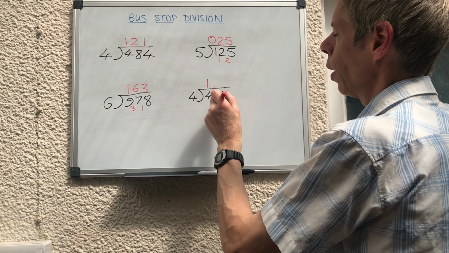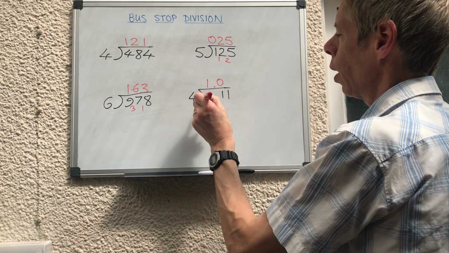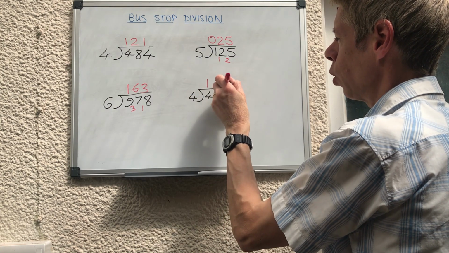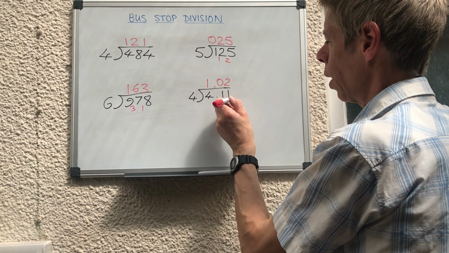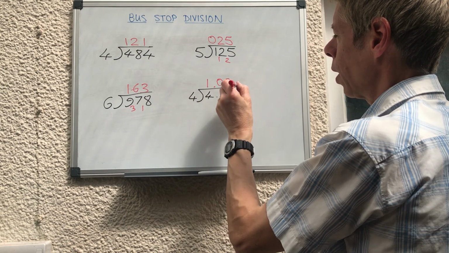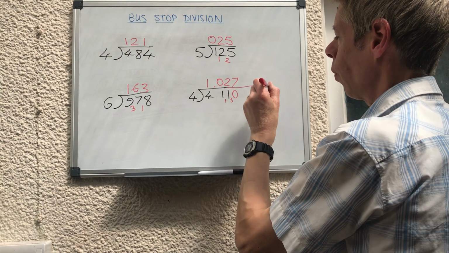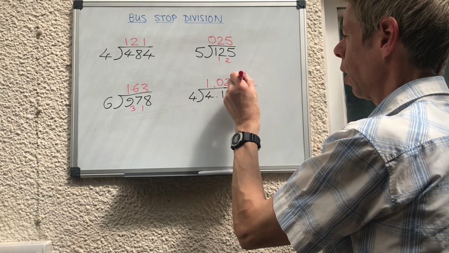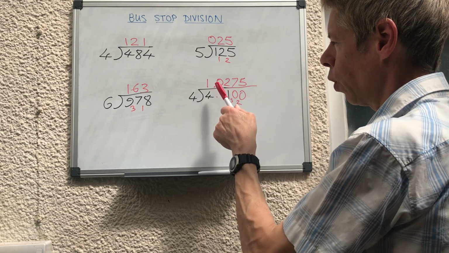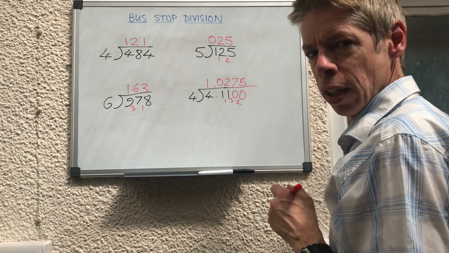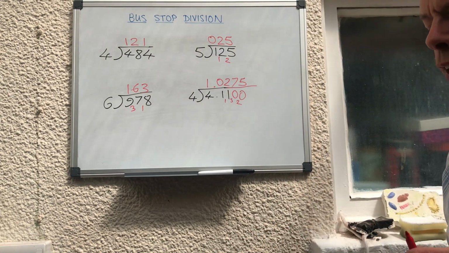Last question, how many 4s in 4 is 1? How many 4s in 1 is 0, remainder 1, because we didn't use it. How many 4s in 11? Well, it's 2. 2 4s are 8, so remainder is 3, which means we need to draw another 0. How many 4s in 30? 7. But that only makes 28, so remainder is 2. How many 4s in 20? The answer is 5. So the answer to question 4 is 1.0275. So that's the end of our quiz on bus stop division.